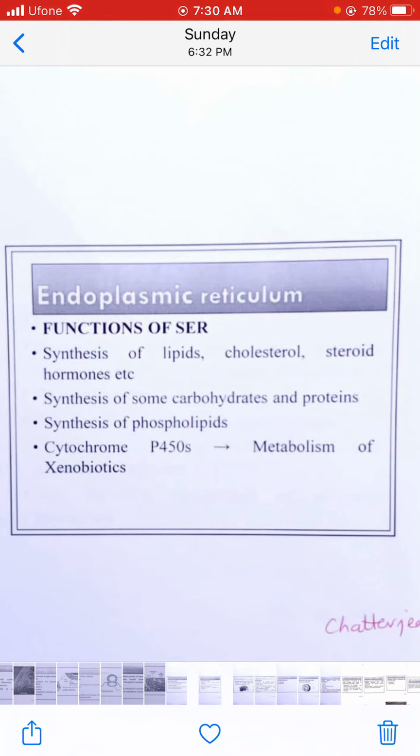So the overall classification of the function of smooth endoplasmic reticulum includes the synthesis of lipids, the synthesis of carbohydrates, some of the proteins, some of the phospholipids, and the main one is the metabolization of xenobiotics. So what are xenobiotics? Xenobiotics are the foreign compounds. Foreign compounds could be dangerous. So smooth endoplasmic reticulum has a system, the name of the system is cytochrome P450 monooxygenase system. What does this system do? This system neutralizes the effect of xenobiotics.